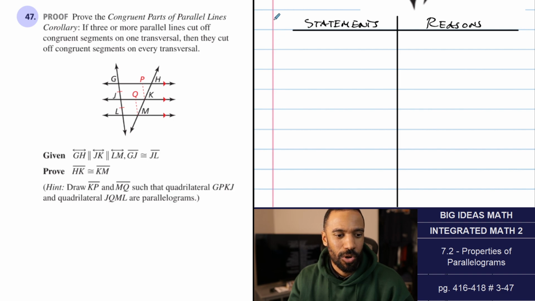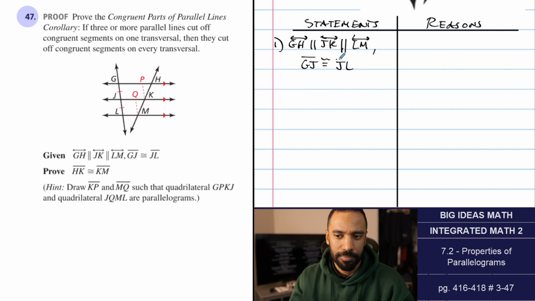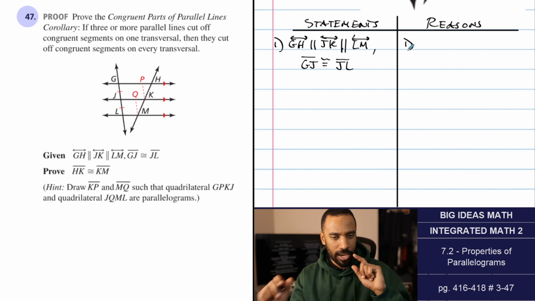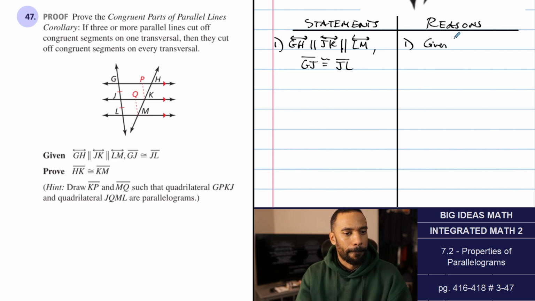Statements, reasons. All right. 1, bunch of givens. Line GH is parallel to line JK, which is parallel to line LM. And segment GJ is congruent to segment JL. Now that's already marked on that diagram that you see on the screen. So that's given.